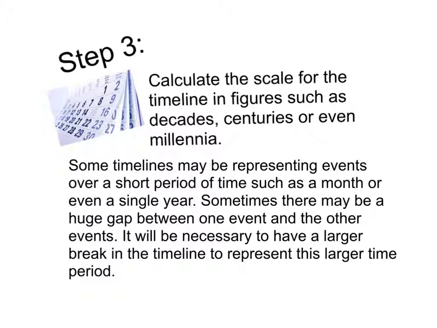Then, step 3, calculate the scale for the timeline in figures such as decades, centuries, or even millennia. Some timelines may be representing events over a short period of time, such as a month or even a single year. Sometimes there may be a huge gap between one event and the other events. It will be necessary to have a larger break in the timeline to represent this larger time period. Using the chronological list that you had before of all your events and dates, figure out where they would fall on your timeline. How will you mark and label them? For instance, you could write on the timeline, attach coloured labels, or make a code that refers back to your chronological events.